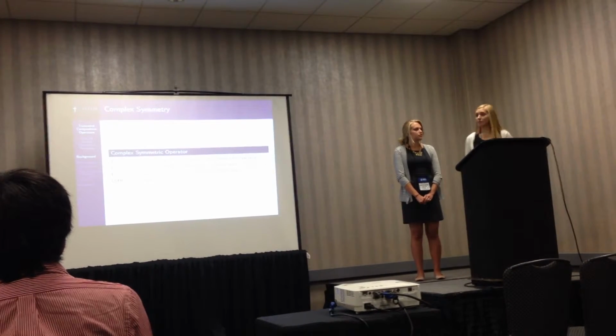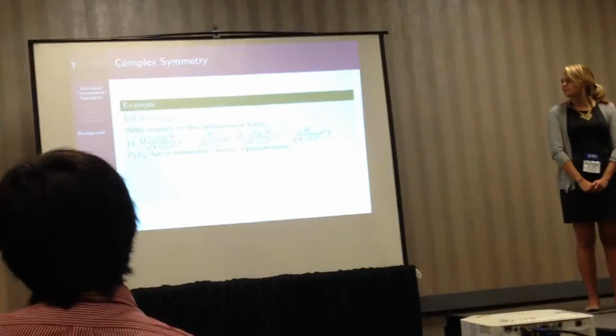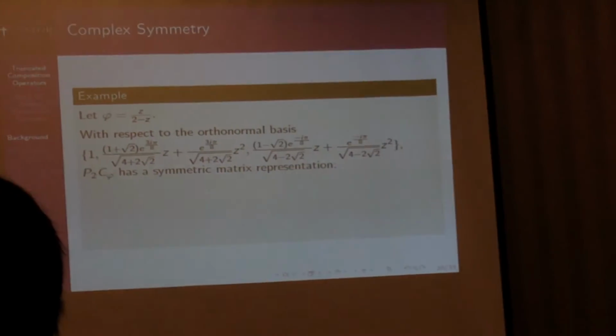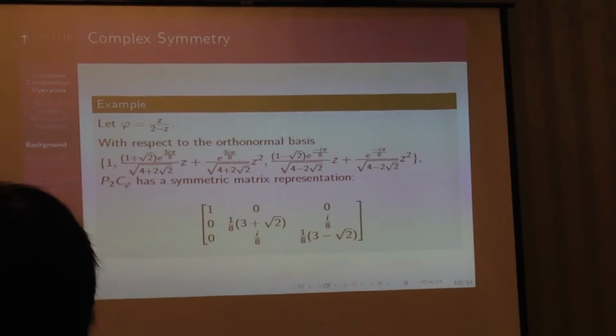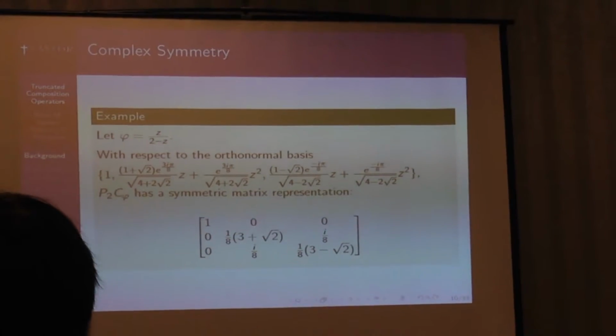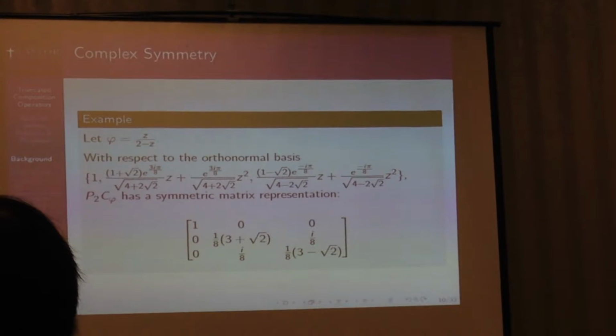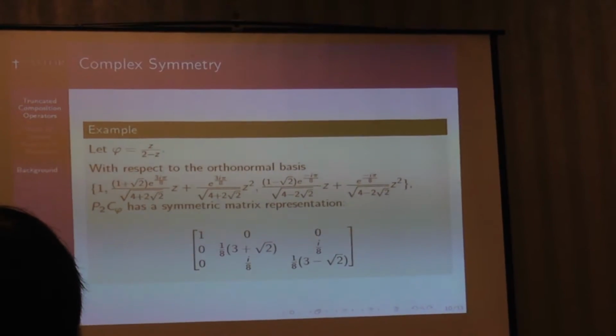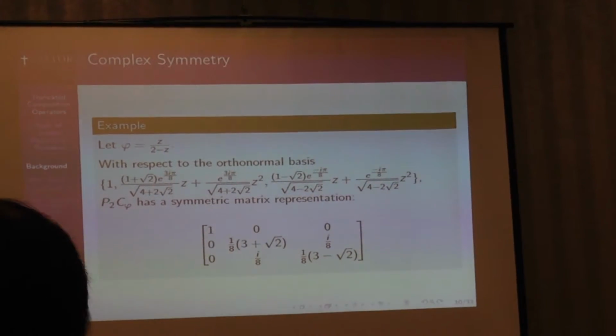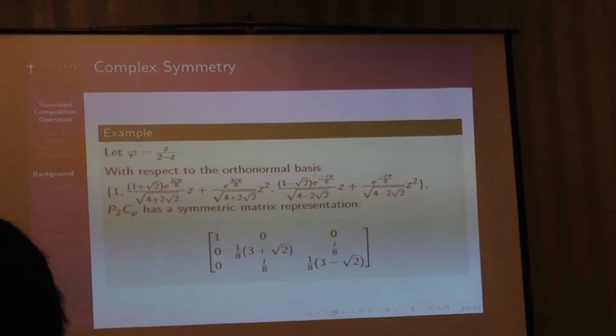So we'll look at this through an example again. So using our same phi, if we use this crazy orthonormal basis, then we would have this symmetric matrix representation. And you can see our complex values there, i over 8, which are not complex conjugates of each other, so this is not self-adjoint, but it is a symmetric matrix.